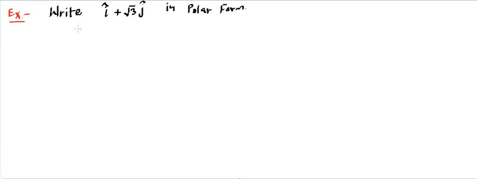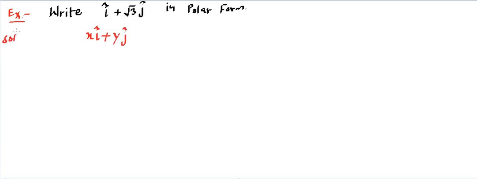Let's take a simple example to illustrate this conversion. The example says: write i cap plus root 3 j cap in polar form. So this is a vector, and we are supposed to write it in another form, which is the polar form. We can locate the vector in the coordinate system, and comparing it, this vector has to be equal to x i cap plus y j cap.